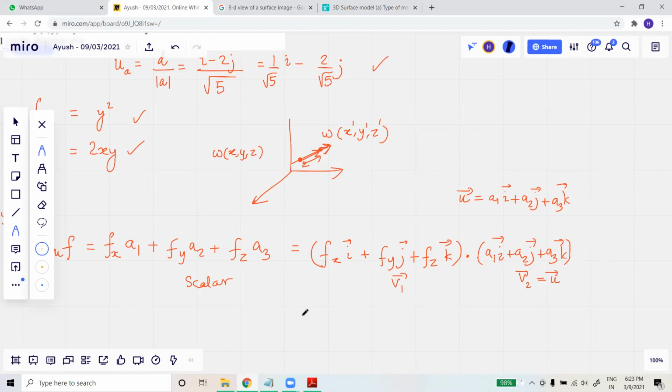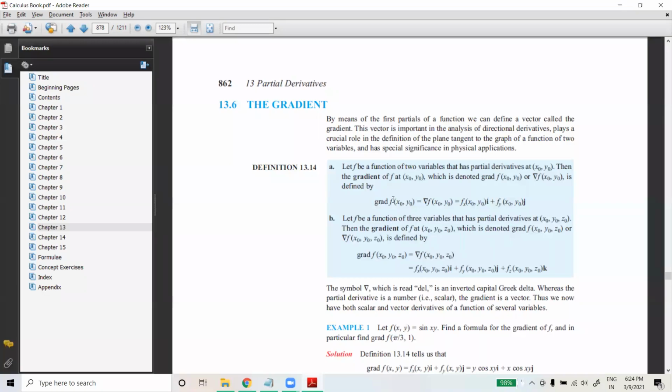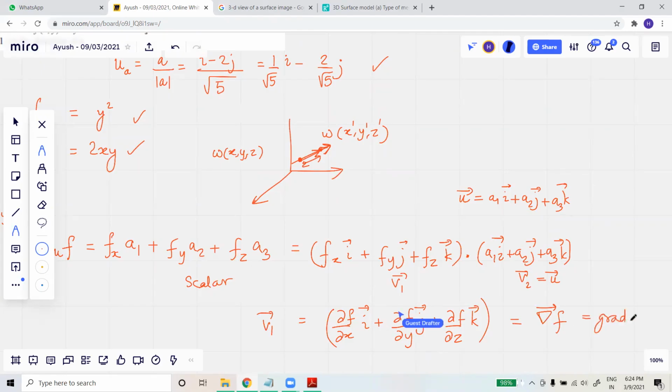Vector v1 gets a special name. What is vector v1? It's dou f by dou x i plus dou f by dou y j plus dou f by dou z k. So it is a vector of partial derivatives, and it is denoted as delta f. I think that's what they're going to say: the gradient of f, denoted as gradient of f.